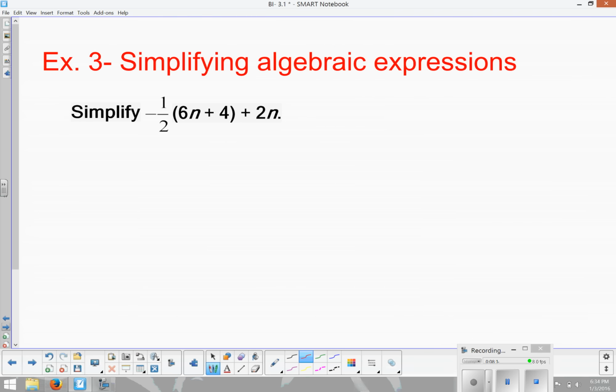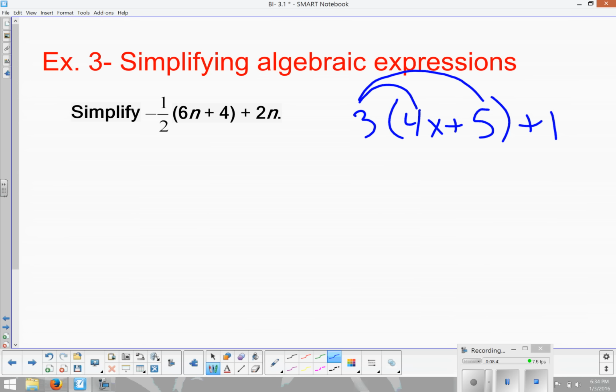Okay, so now that you tried example 1 and example 2, we're going to go ahead and go to example 3. It's the same idea as example 2, but this time we're going to have to distribute. Now, as a reminder of the distributive property, what that means is if you have a number 3 and then you have 4x plus 5 and then plus 1, the 3 gets distributed, meaning multiplied by the 4x. The 3 gets distributed, that means multiplied by the 5. Now, if it's not in the parentheses, you don't distribute that.